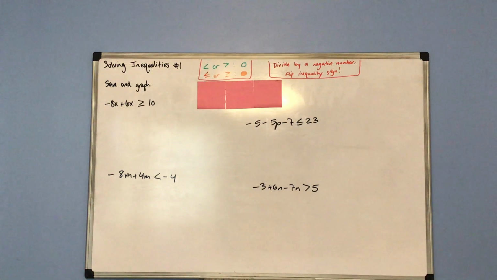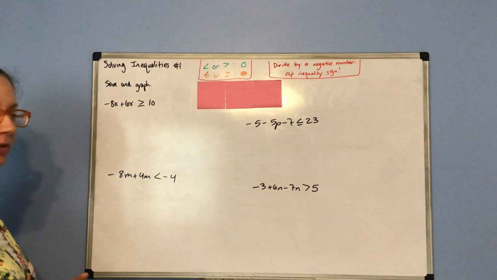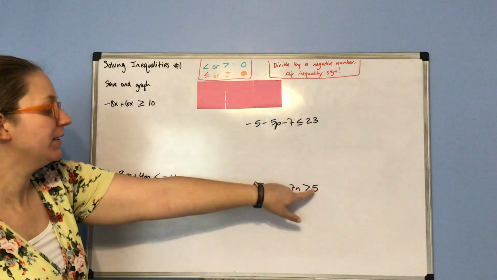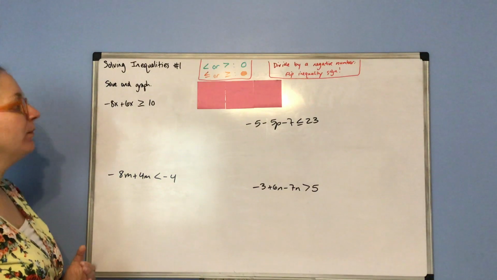Hello, today we're going to be solving and graphing inequalities. So solving inequalities is a lot like solving an equation. There's a couple big differences. First of all, notice that instead of an equal sign, we have one of our inequality signs. I have the names of all these inequality signs and what they mean in your notes.